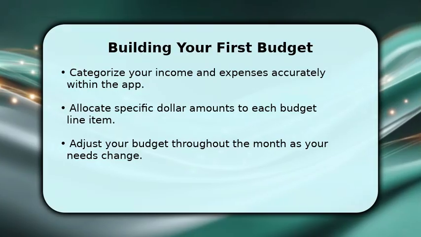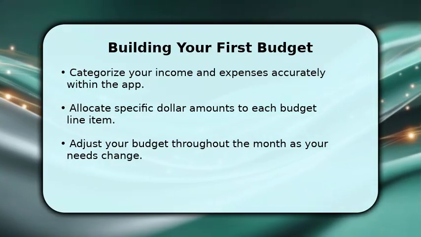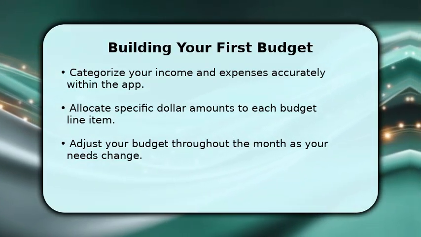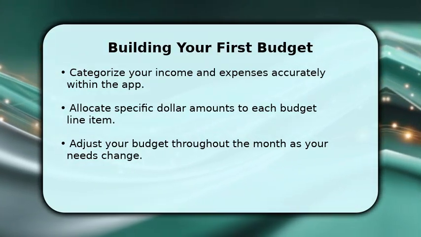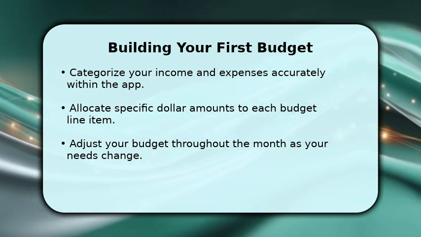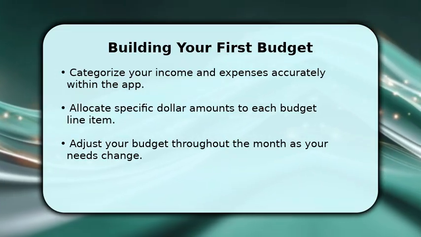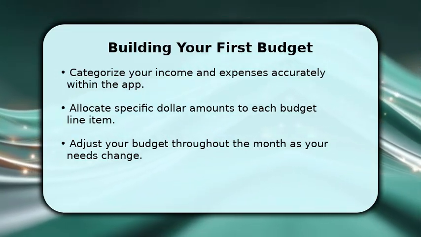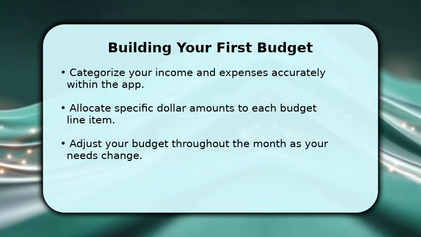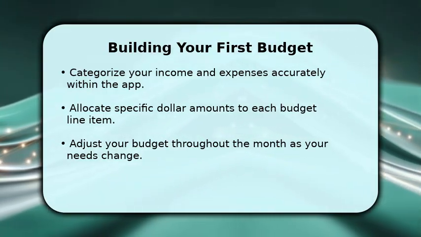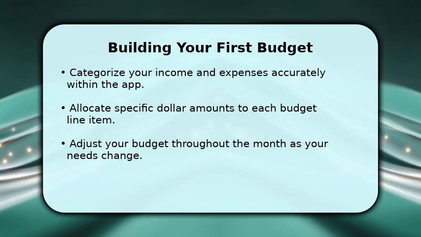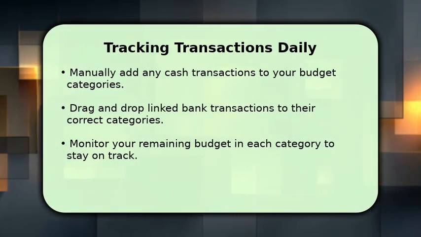Once set up, it's time to build your budget. Start by categorizing all your income and expenses. Then, allocate specific dollar amounts to each category, ensuring your planned spending equals your income. Remember, your budget is a living document, so feel free to adjust it as your financial situation evolves during the month. Daily tracking is key to success.